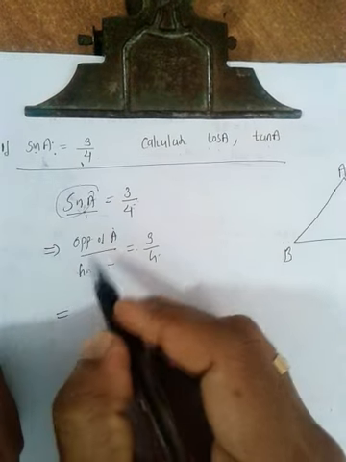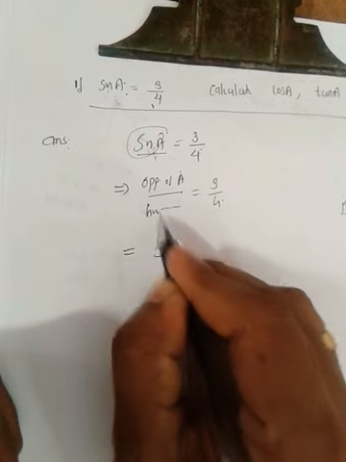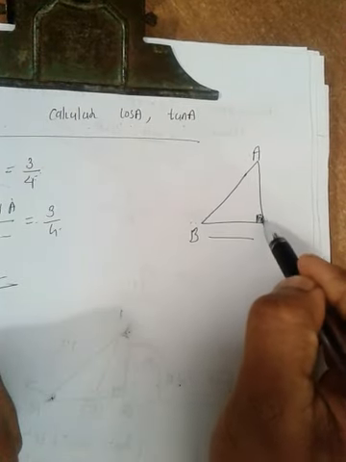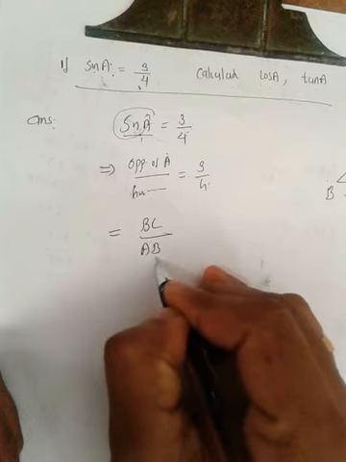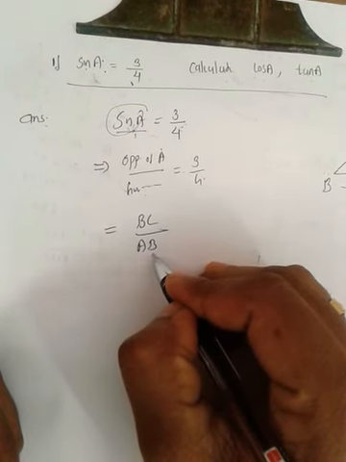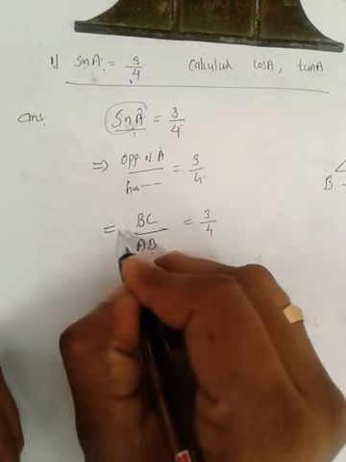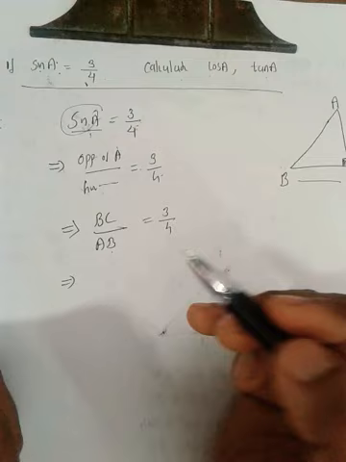Then from the figure, what is opposite of A? It is very clear that opposite of A is BC. Then what is the hypotenuse? From the figure, the hypotenuse is always opposite to 90 degrees. So here it is 90 degrees, so opposite to 90 degrees is AB. So AB is the hypotenuse. So BC by AB is equal to 3 by 4. Clear? Any problem? No.